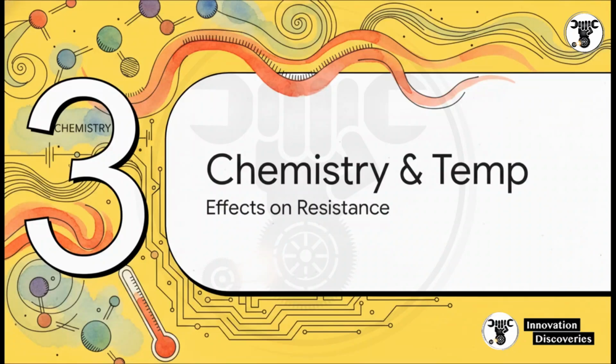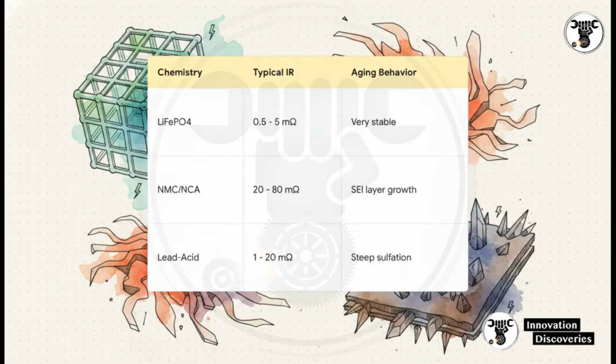Section 3, chemistry and temperature effects. So we know the math, but how do different physical chemistries and environments handle this resistance buildup over many charge cycles? Well, not all batteries age the same way. Take lithium iron phosphate, or LiFePO4. It has an incredibly low baseline resistance, sometimes under 5 milliohms, and stays amazingly stable over thousands of cycles. Compare that to the high energy density nickel manganese cobalt cells used in a lot of EVs. They start higher, around 20 to 80 milliohms, and their resistance grows way faster over time due to that dominant chemical layer buildup.